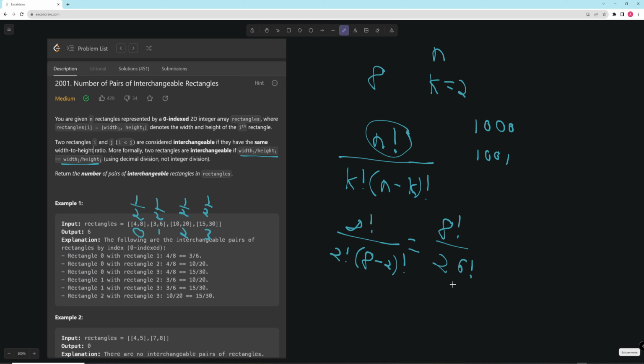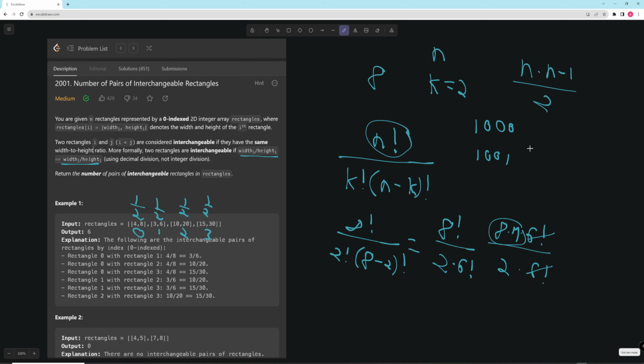So you can do factorial simplification here, because 8 factorial is 8 times 7 times 6 factorial, and the bottom part is 2 times 6 factorial. You can see these 6 factorials cancel out, and then it's actually 8 times 7 over 2. So if we have n, it's going to be n times n minus 1 over 2, and that's linear time.